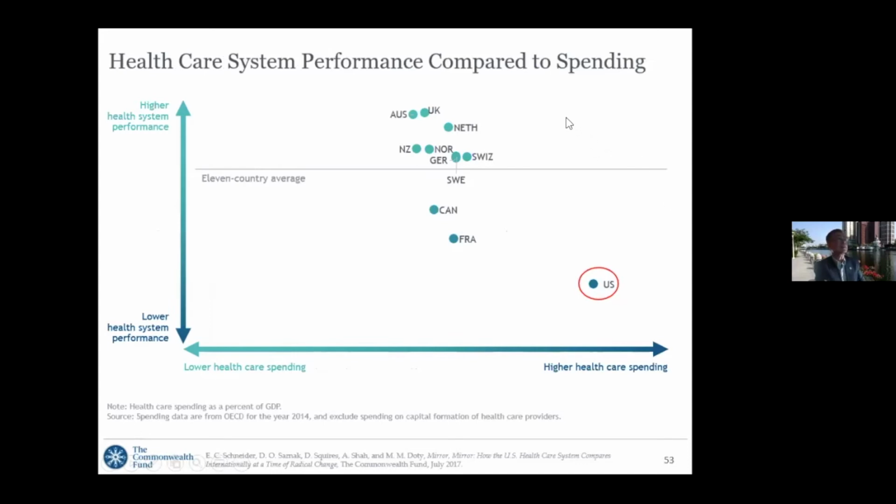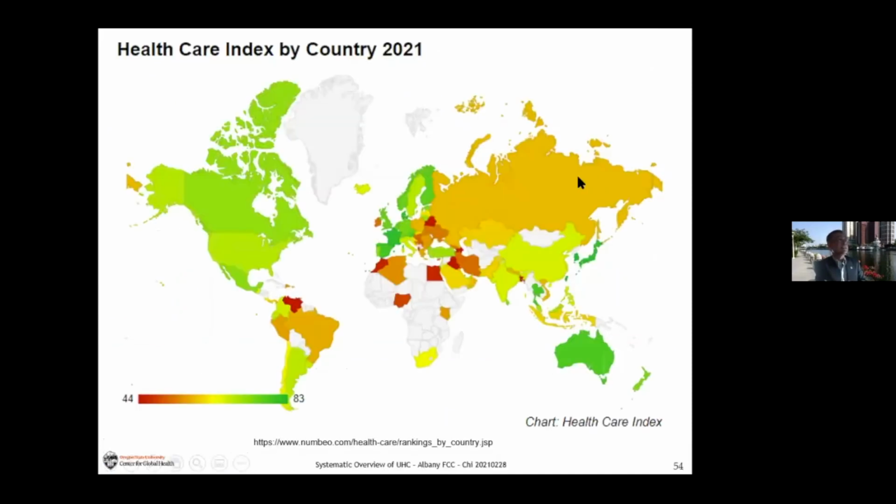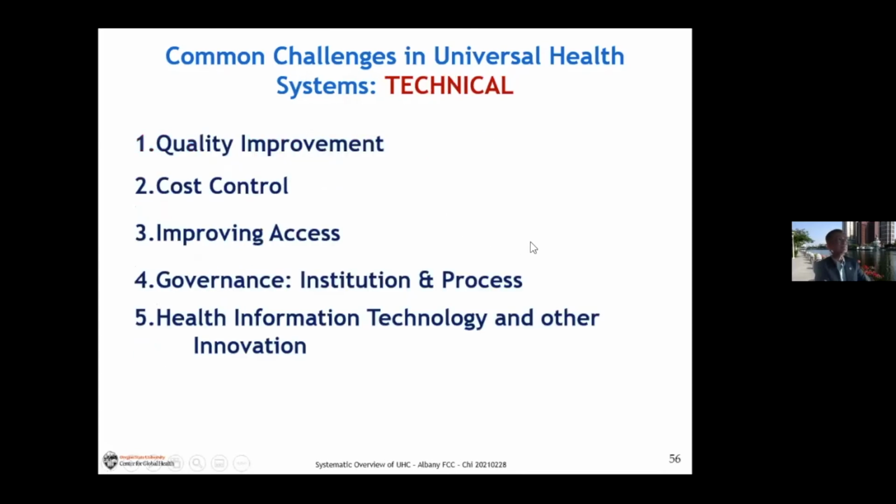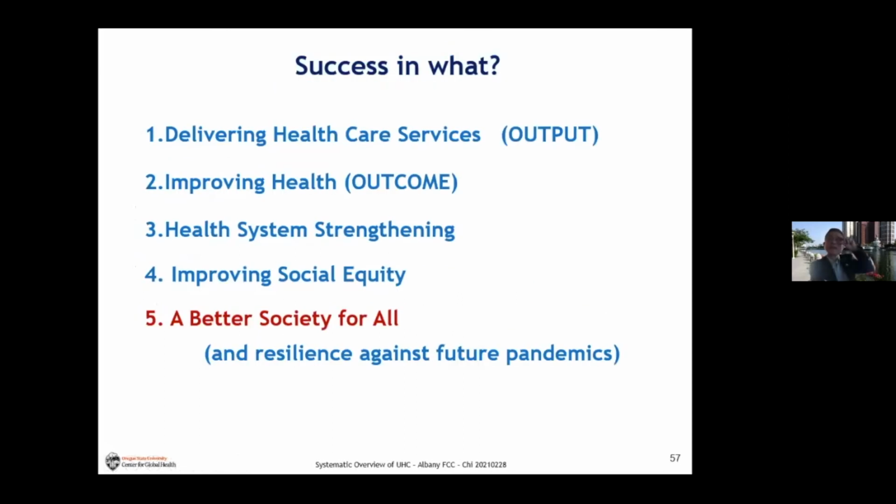And this is another comparison of performance versus spending. And again, the US shows as an outlier. And this is the healthcare index by country in the world. The common challenge in universal health systems on the political dimension is lack of solidarity and sharing capacity. On the technical side, it ranges from quality improvement and cost control to improving access, etc. And when we assess the success of a national health system, we have to ask, success in what? These are the common measurements for quality and success. But one that's seldom measured is, are we achieving a better society for all?